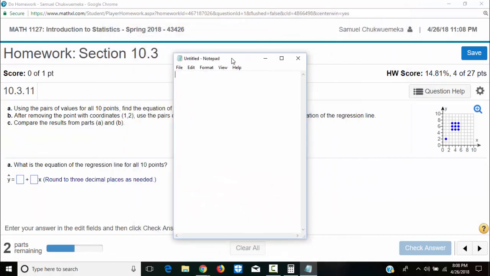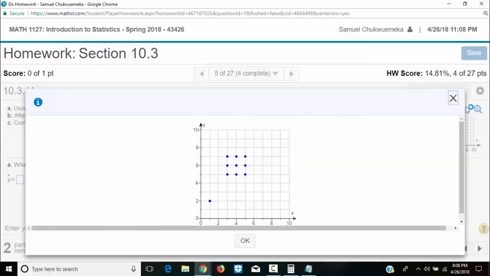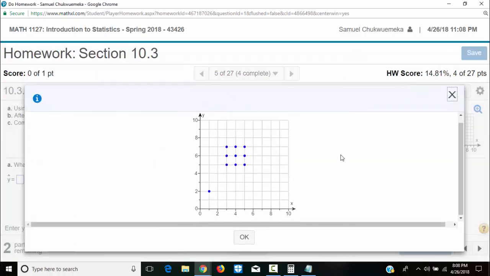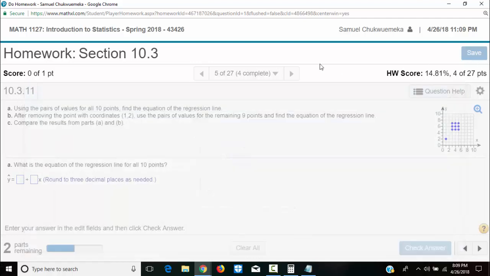I'm going to just type here x and y. The first point, as you can see in this graph, let me show you this graph. If you expand it, the scale on the x-axis is 1 centimeter to 1 unit, and the scale on the y-axis is 1 centimeter to 1 unit as well. So we can now read our points.